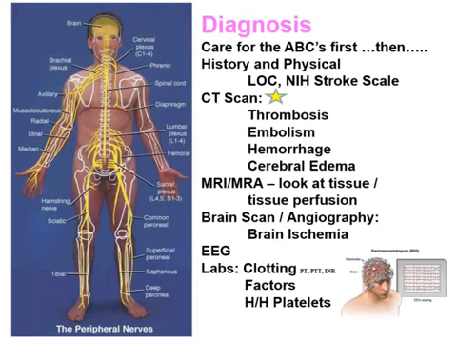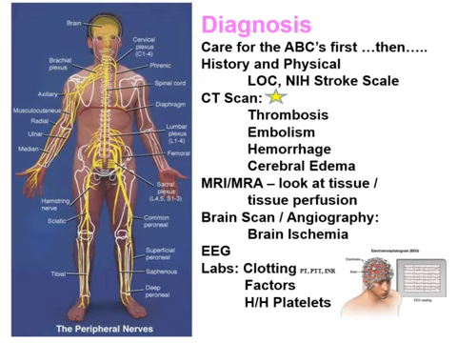Okay, diagnostics. When caring for a patient that's having a stroke, it's always ABCs first: airway, breathing, circulation, then history and physical. Level of consciousness, that's LOC. NIH stroke scale, we'll get to that in a minute. And then CT scan. It needs to be a non-contrast CT scan. Make sure you write that down.